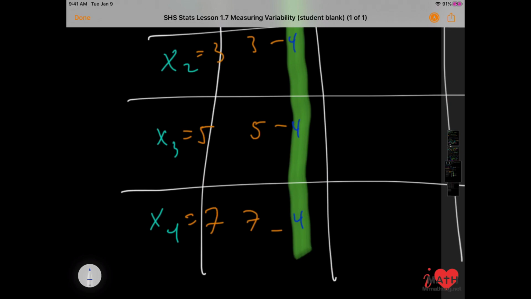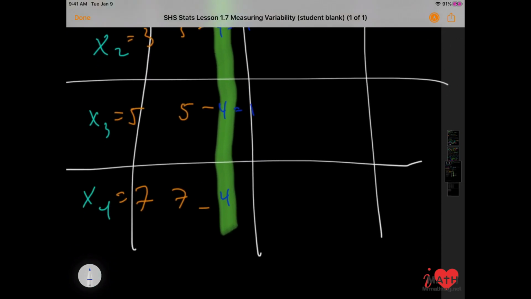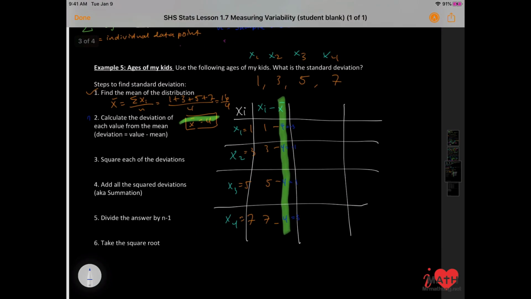Okay, so if you actually compute these values, 1 minus 4 is -3. Use your calculator, guys. No excuse for mixing up positives and negatives. 1, and then 7 minus 4 is 3. Okay? So we just did that one.